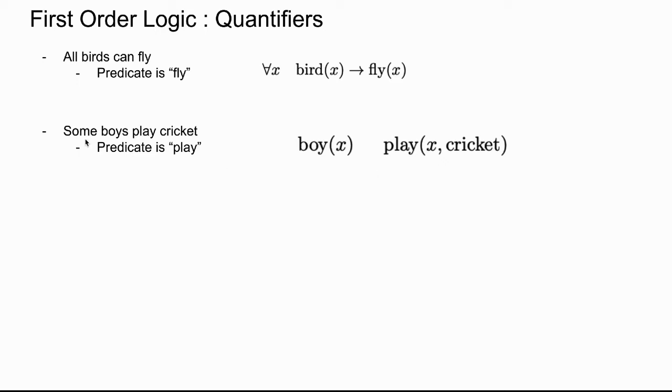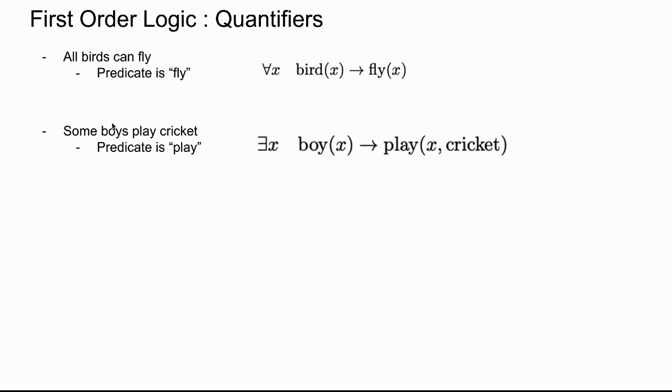So now what does this say? Some boys play cricket. This is different from the previous one where we had all birds can fly. Okay, so here in some boys play cricket, we cannot use the universal quantifier. So now we have to use the existential quantifier, which says that there is at least one x for which boy of x is true, and that implies that play of x comma cricket must be true. Okay, so this sentence is true at least for one x.